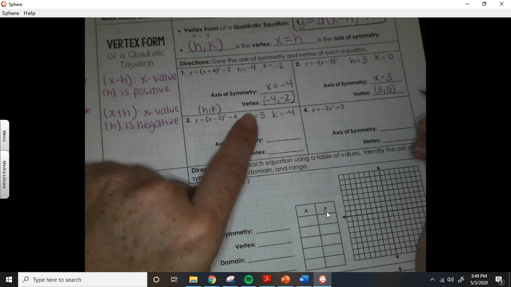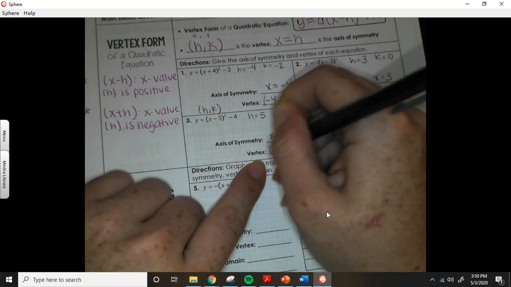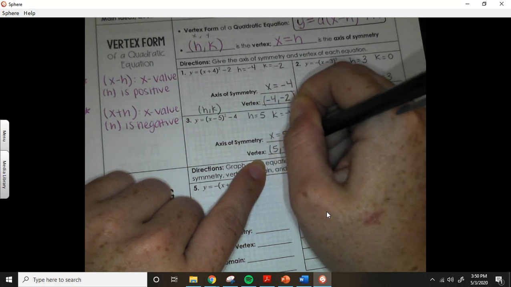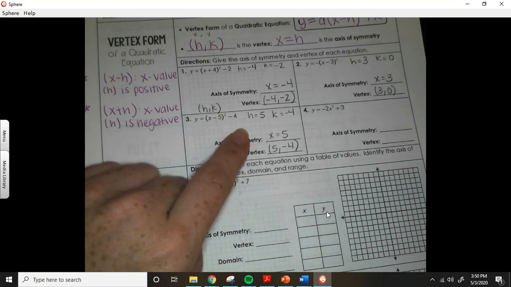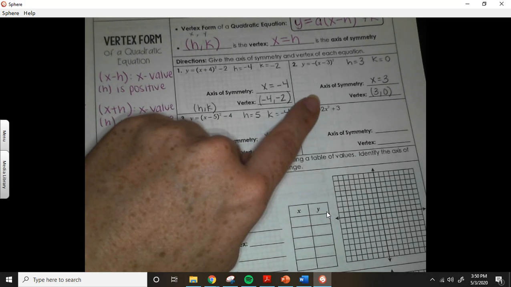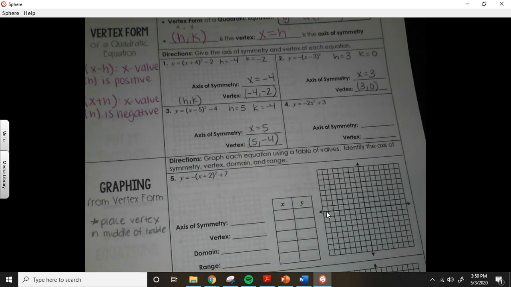Since our axis of symmetry is whatever h is, x is equal to 5, and our vertex is 5, negative 4. Number 1 and number 3 have opened up. Number 2 has opened down, and number 4 is also going to open down. Okay, so let's take a look at this one.